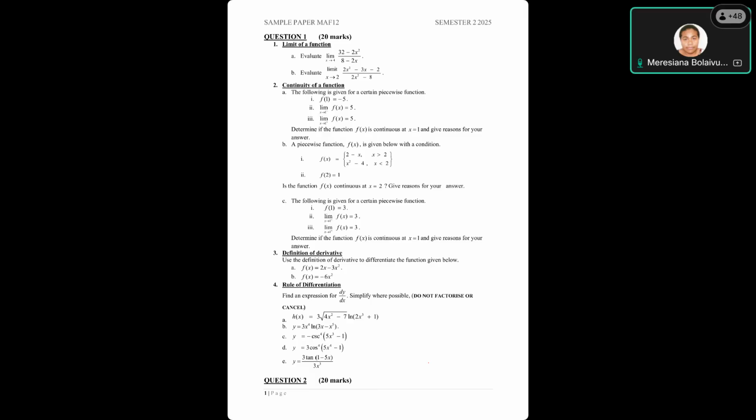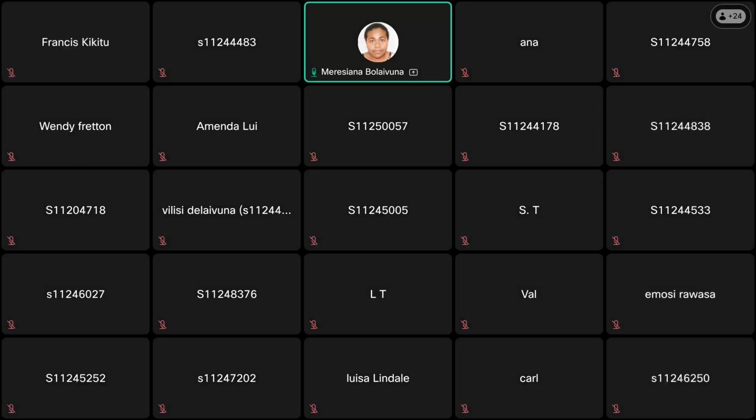The second one is, does the limit exist? The limit must exist if the left limit is equal to the right limit. And the final one is, is the value for f of 1 equal to the limit? So these are the three conditions that are given here.